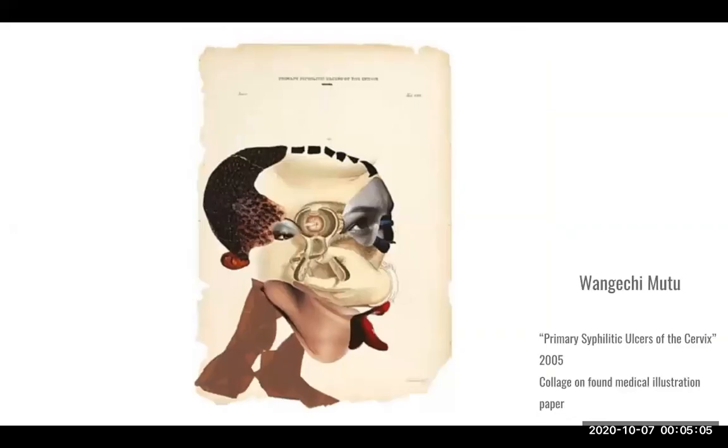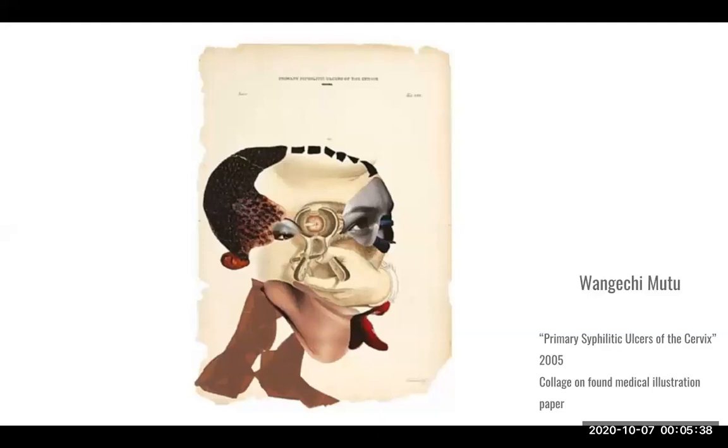And then, getting into more traditional collage, or how people actually think of collage, this wonderful artist, Wangechi Mutu, is really cool. I've always loved her work. She's Kenyan, and this piece is called The Primary Syphilitic Ulcers of the Cervix. It was made in 2005, and it is made with collage on found medical illustration paper.